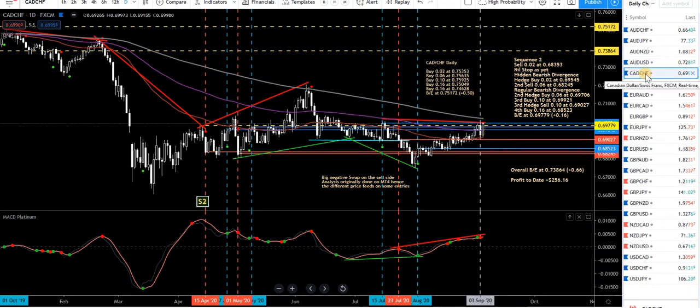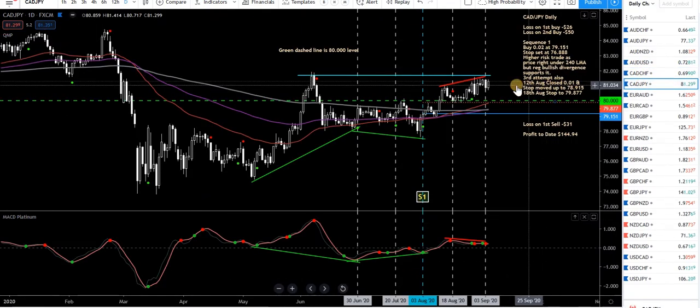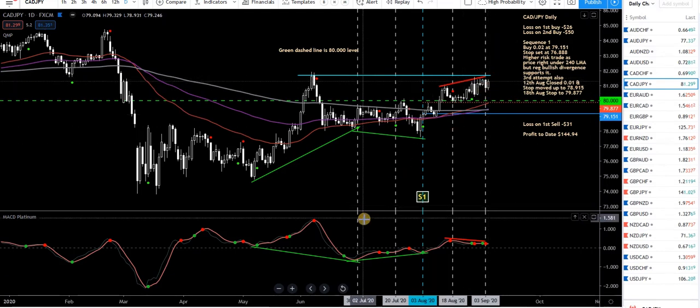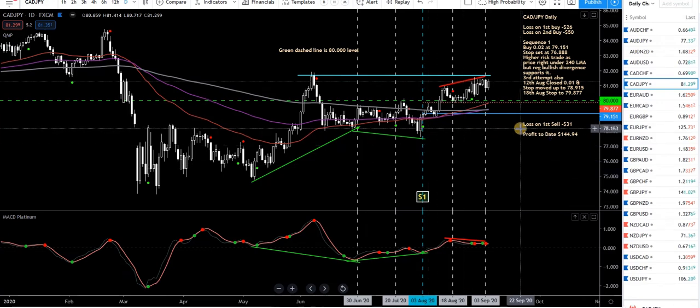The Cad Swiss, remember on Friday the big news, other than non-farm payrolls or the employment numbers out of the US, is also employment numbers out of Canada, and that's a part of this pair. Cad Yen, same sort of deal, bullish candle there. Now, I've got lots of lines here.